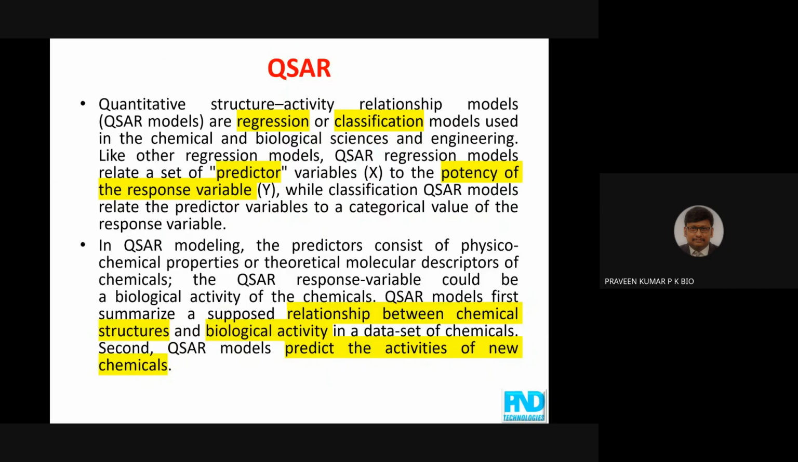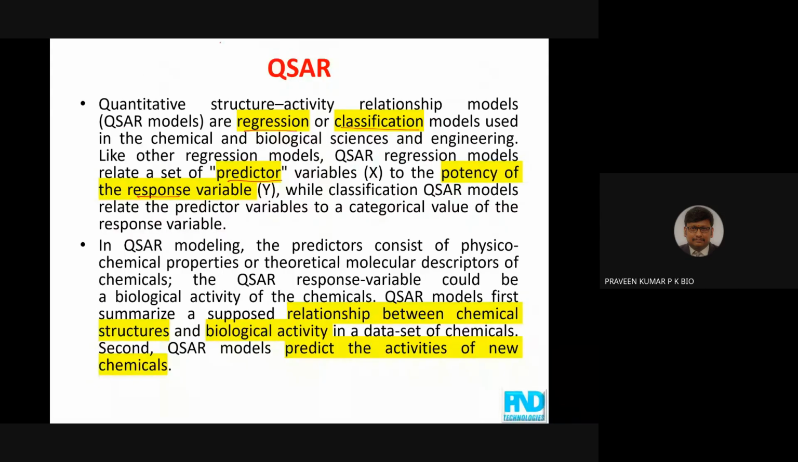As I mentioned, the expansion is quantitative structure activity relationship models. So these are generally regression models or even classification models. Generally, it is used in chemical and biological sciences and engineering. And if you see this QSAR, this regression model uses two variables: predictor variable, also called the dependent variable, and the other thing is response variable, which is an independent variable.